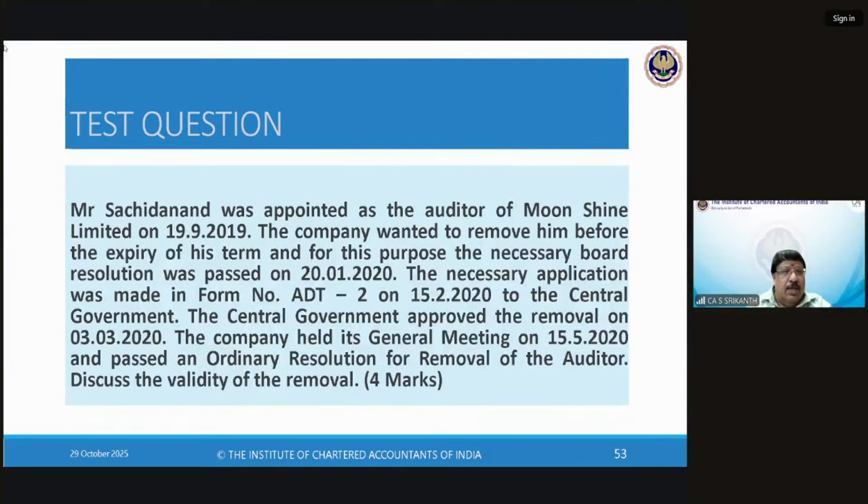Oh my God, SR has not been passed by the company. Correct. It is not valid. First of all, they should have passed a special resolution. Instead, they have passed an ordinary resolution.